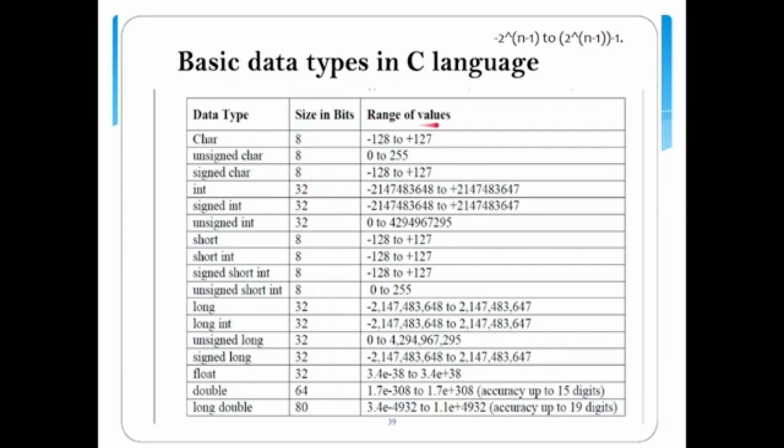And what is the range of values? How will you get this range of values? Simple, using this formula, the range of allowed values for a data type. The range of values is minus 2 power n minus 1 to 2 power n minus 1 minus 1, and this n represents your bit size. You need not remember this, just apply the bit size in the place of n, and you'll be getting the range of values.